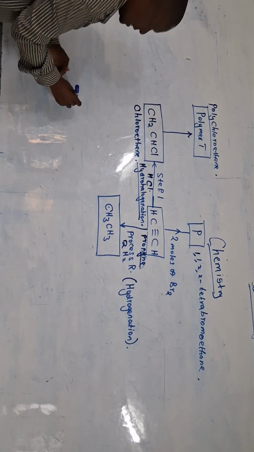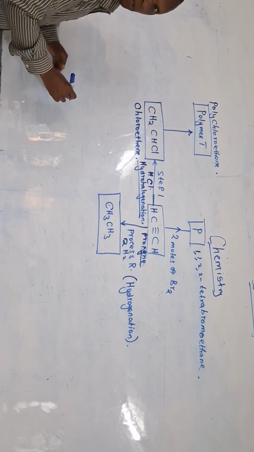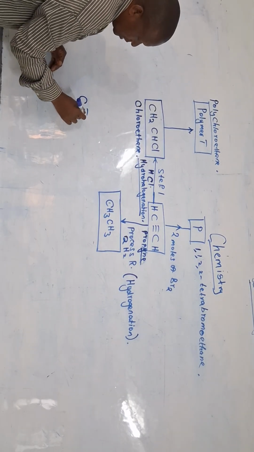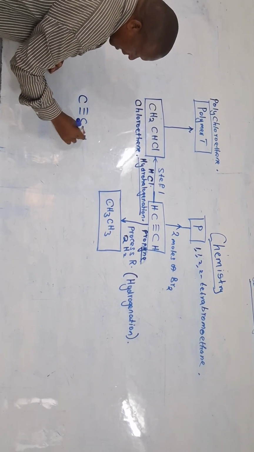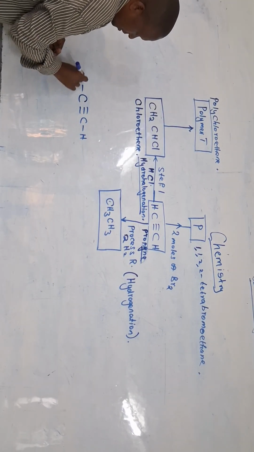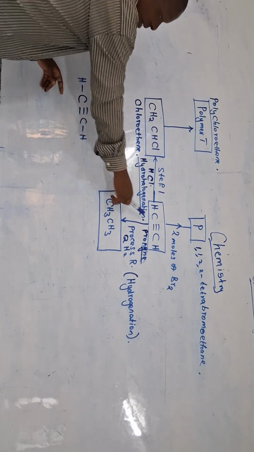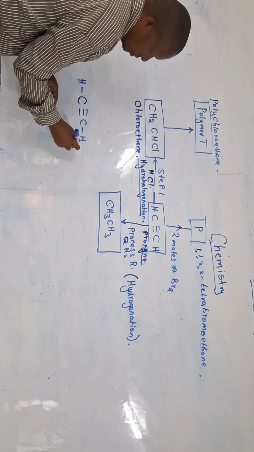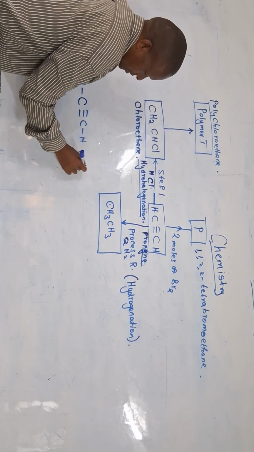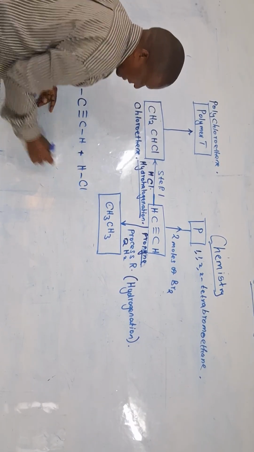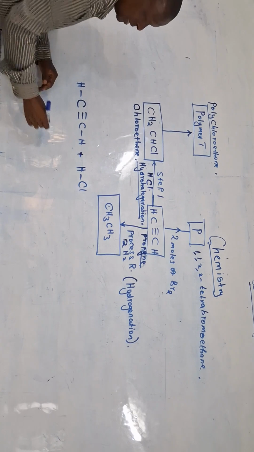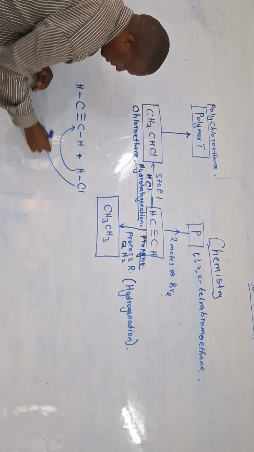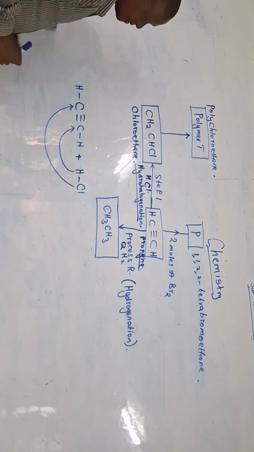We are starting with ethyne, and we are going to show all the bonds which are present in ethyne. So you have C, triple bond, C, then hydrogen, and then hydrogen. This structure is the same as this. Then we add hydrogen chloride, so we say plus hydrogen bond chloride, like that. What will happen? Hydrogen will come to one side, chlorine will go to the other side.